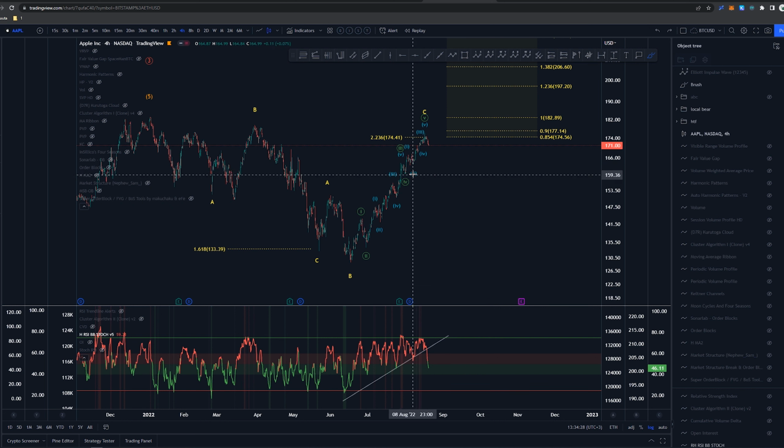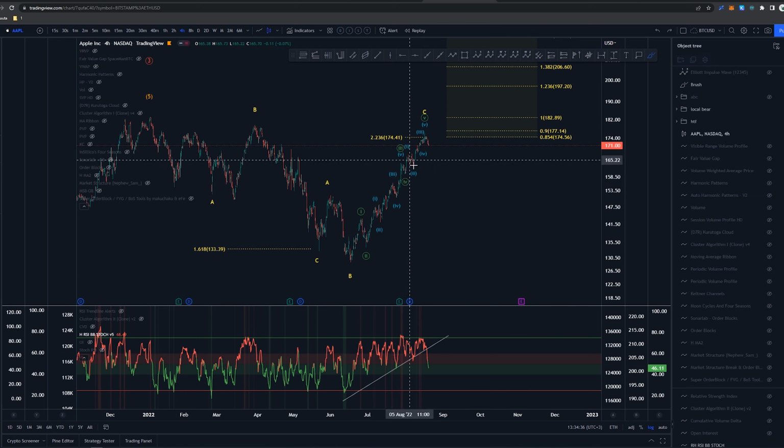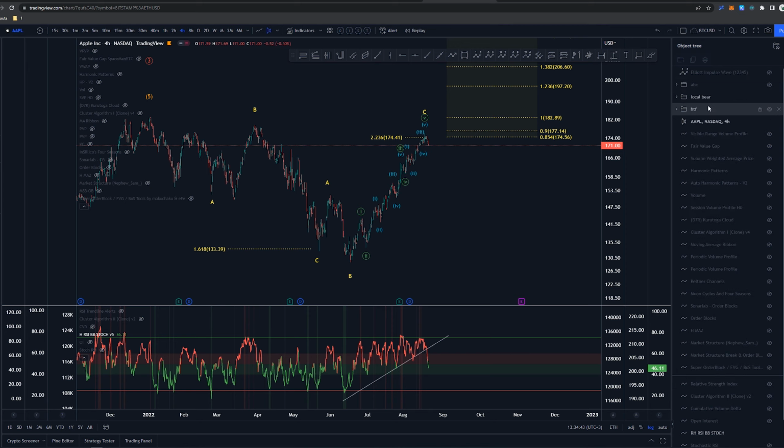Generally, we don't want to see that more than 1.618, but again, especially in crypto and high leverage markets, this could happen. However, in stocks, this is very, very unlikely. So that's why I wanted to create some kind of other count here as well.